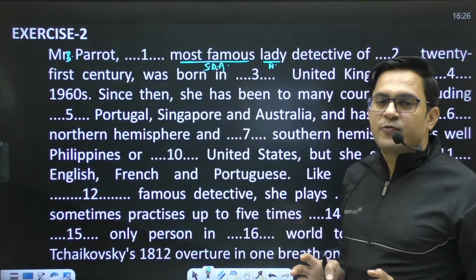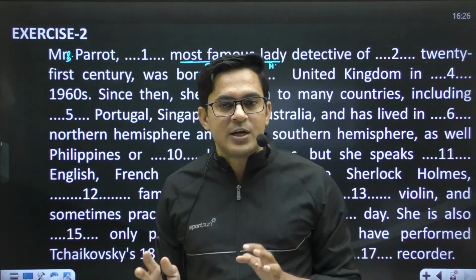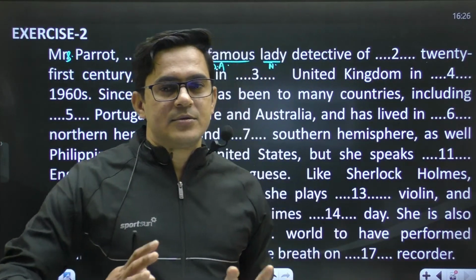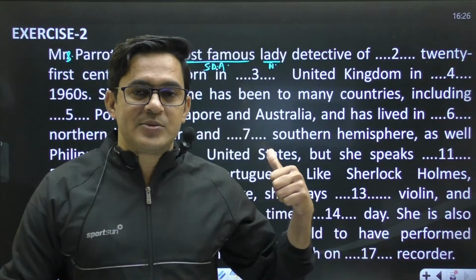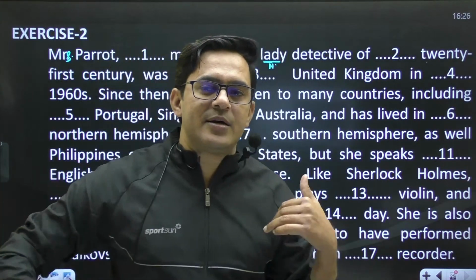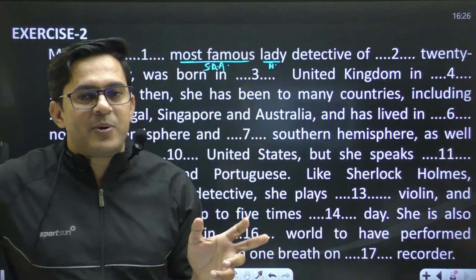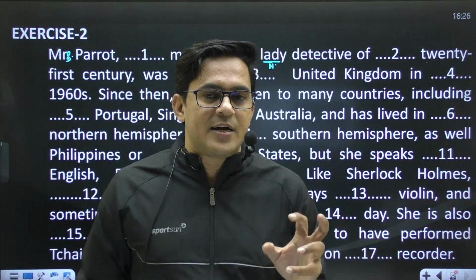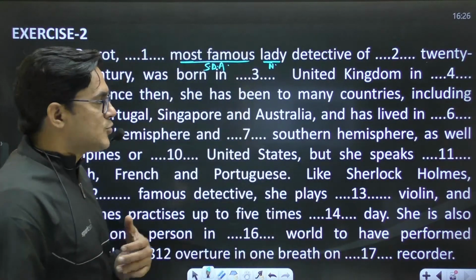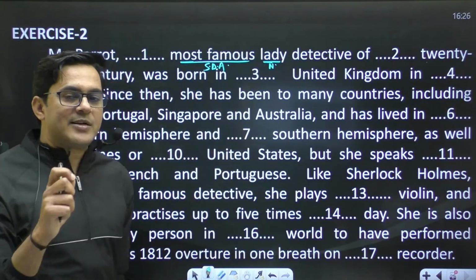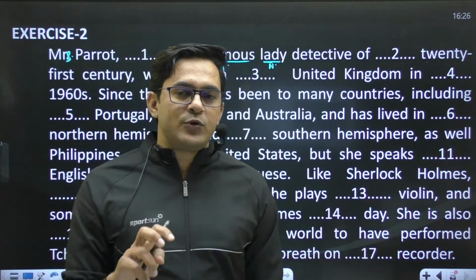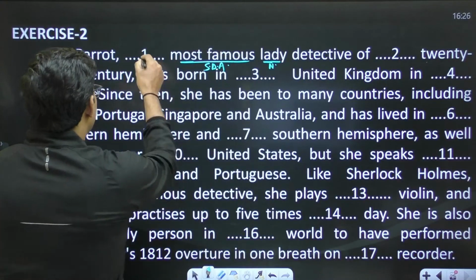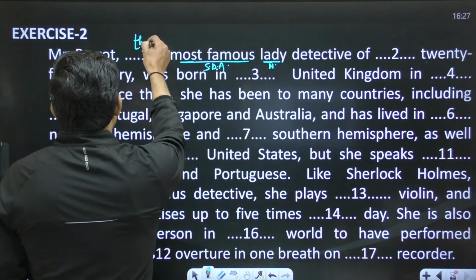So in the 21st century there is not only our detective, that is Mrs. Parrot, there are so many detectives. So Mrs. Parrot is going to be compared with all other detectives that are in the 21st century, right? So that's why there is comparison among more than two. We have to use a superlative degree, and before a superlative degree the article the is used.